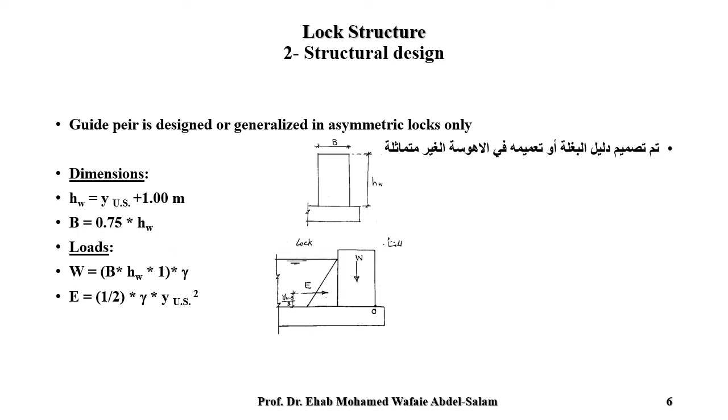Loads: W, vertical; E, horizontal loads. W is the load for the weight of the construction. E is the water pressure.